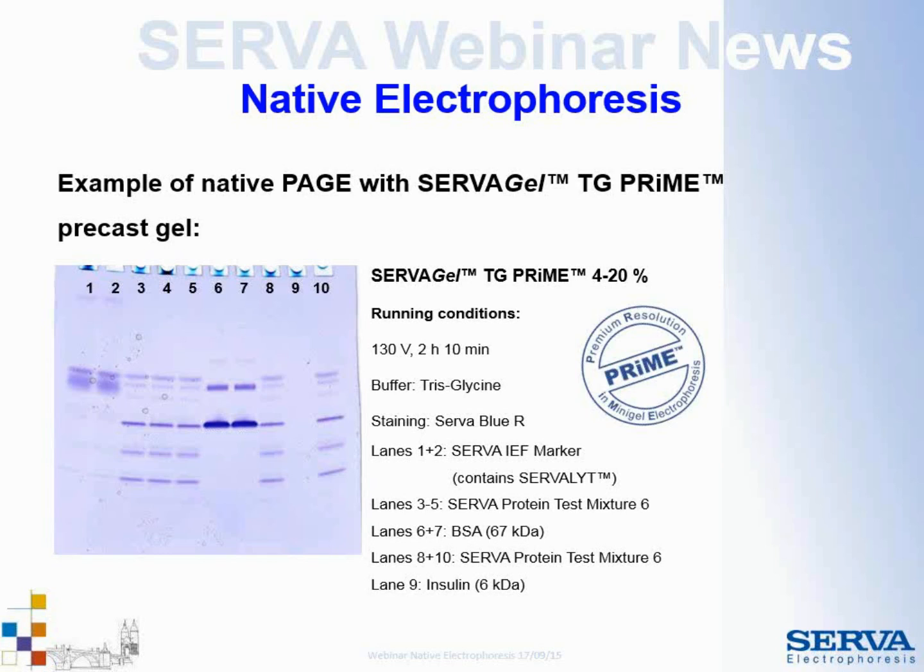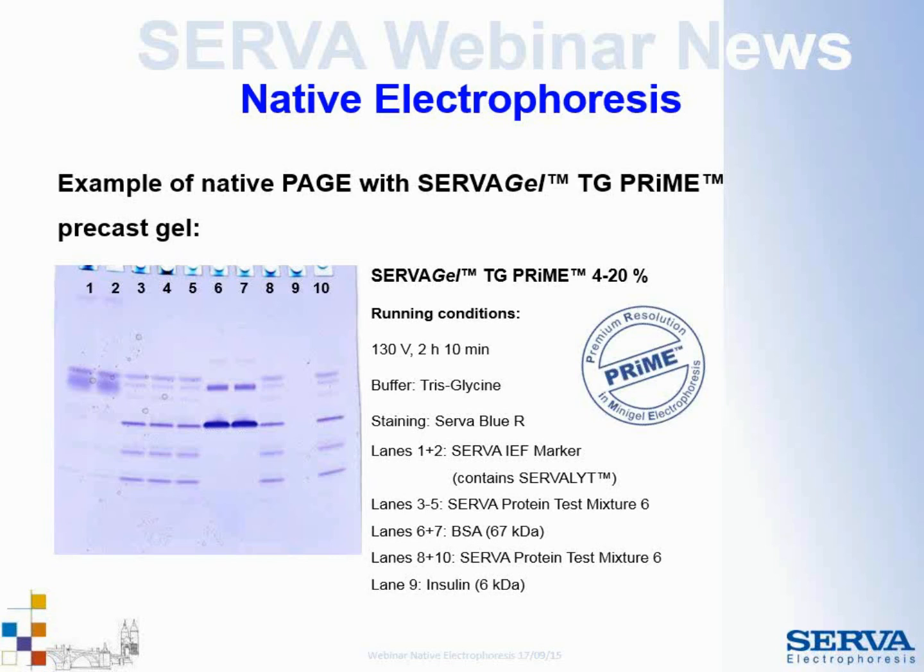The first two lanes show our IEF marker. This marker is optimized for separation in IEF and contains Servalyt. That's the reason why it looks a little bit different to the other lanes. So the Servalyt, which is a carrier ampholyte, interferes with the electrophoresis settings, so the separation is not really good.